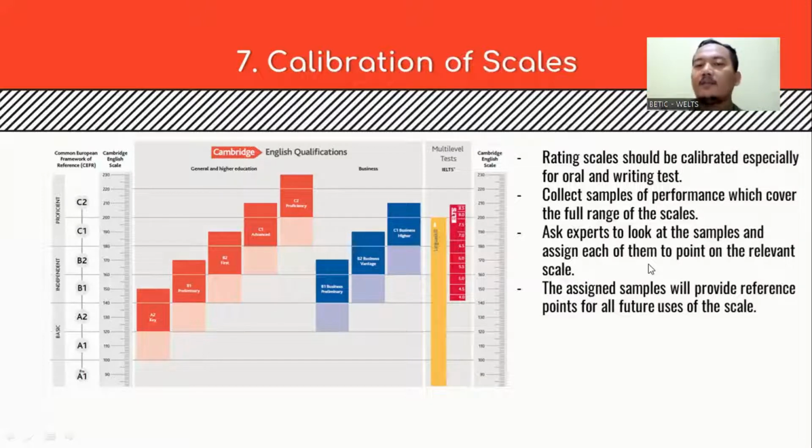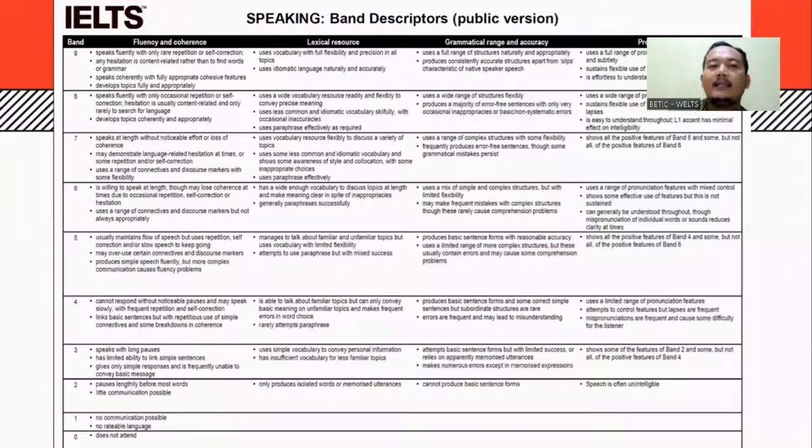These are some examples. If you get IELTS level 4 in speaking, then it is assumed that, in terms of fluency and coherence, you cannot respond without noticeable pauses. You may speak slowly with frequent repetition and self-corrections. You link basic sentences, but with repetitious use of simple connectives and some breakdown in coherence. In terms of lexical resource, you are able to talk about familiar topics, but can only convey basic meaning on unfamiliar topics and make frequent errors in word choice.